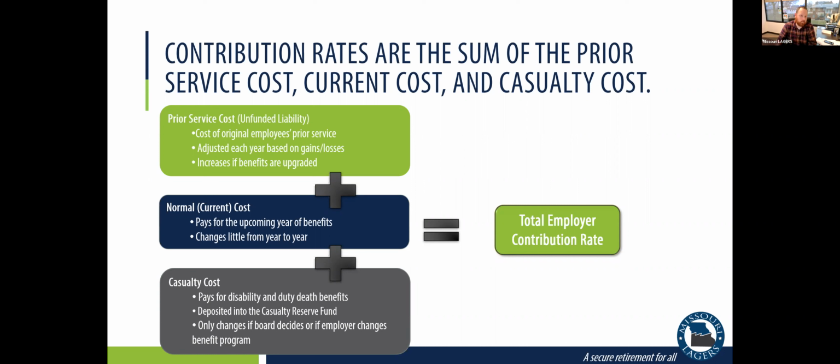Okay. Also, if you're looking at Eclipse and you go to your rates tab, that has all of your contribution rates in it. Each one of these individual rate types are separated out on there and added together to make your total. But let's explain what each one is. So I'm going to focus on the 2 bottom ones first, then we'll talk about prior service cost. Okay. Normal cost, also called current cost.